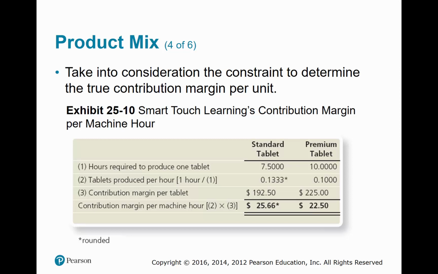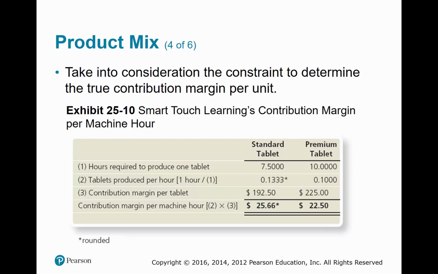So what they're trying to get at here, and I think they did it in a really confusing way on the slide, is you have to figure out what your constraint is. If your constraint is the number of labor hours you have, then you would need to figure out which of these products generates the most contribution margin per labor hour.